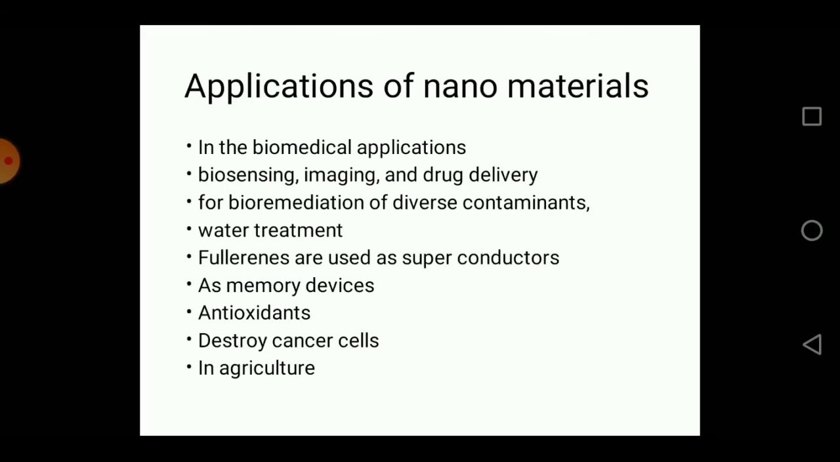They're also used as memory devices, that is carbon nanotubes will function as memory devices. Nanomaterials are also used as antioxidants. And also nanotechnology is used to destroy cancer cells. They will not leave any secondary effect on the body. That means they will kill only the cancer cells. They are cancer cell specific.